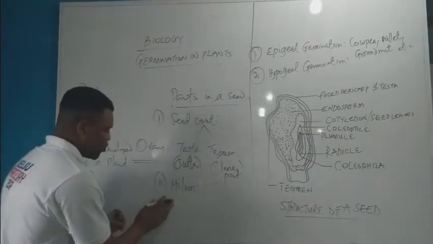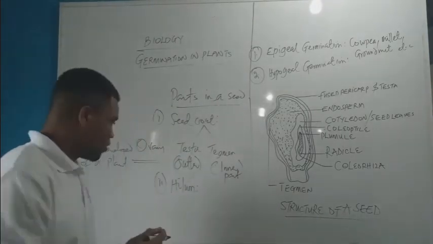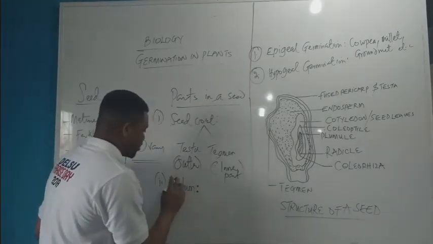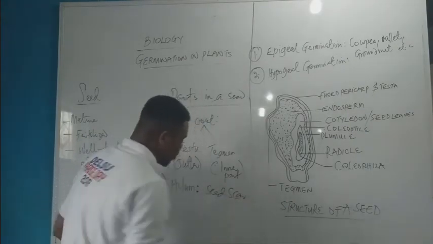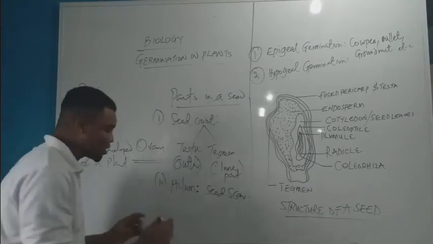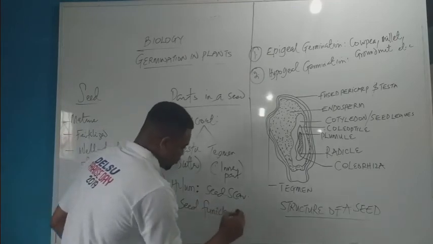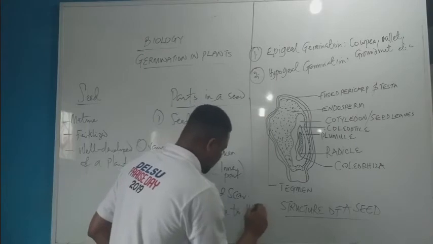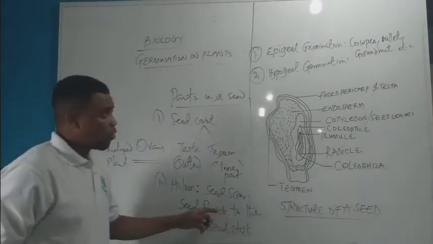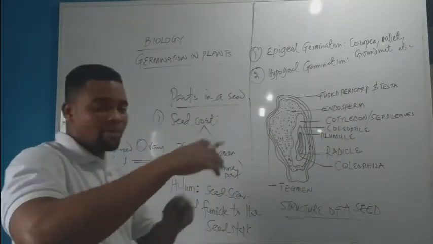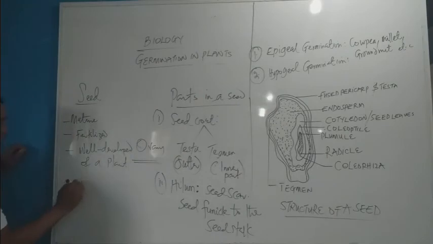Okay, the next part is what? The hilum. The hilum serves as the seed scar. Why is it called the seed scar? It is a scar because it serves as the attachment of the seed funicle to the seed stalk. So the attachment of the funicle to the seed stalk is the function of the hilum. Then the next one is known as what?